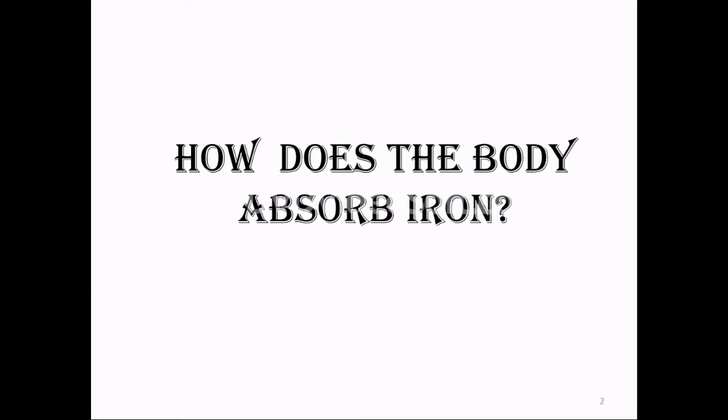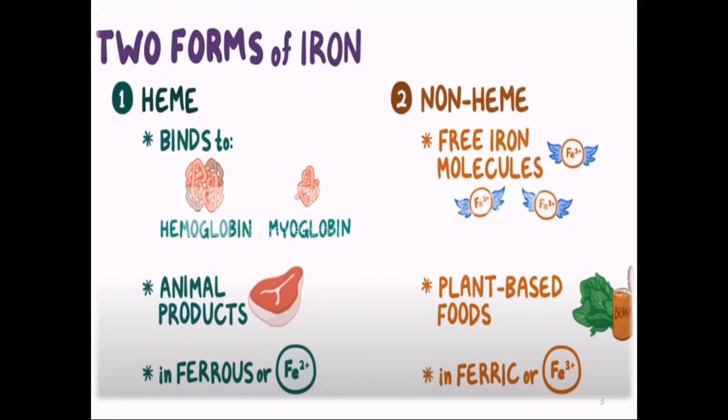How does the body absorb iron? Our diet contains two forms of iron. The first is heme iron, or iron bound to hemoglobin or myoglobin, which comes from animal products like meat. Heme is in the ferrous, or Fe2+, state. The other form is non-heme iron, which is free iron molecules in the ferric, or Fe3+, state. Non-heme iron comes from plant-based food like spinach.